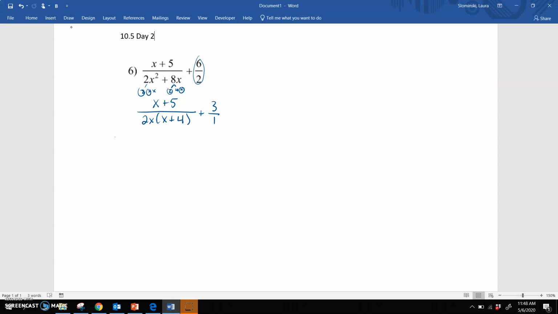All right, now when I look at my LCD, again, I always copy down my entire first denominator. So that's 2x times x plus 4. Everything in that has to be included. Then I go to my second fraction, which just has a denominator of 1. So I, in theory, could multiply by 1, but I don't need to. Now the good news about that, since the entire least common denominator was the denominator of the first fraction, I don't have to do anything to make the first fraction have the common denominator. So I just leave that first fraction as it is.